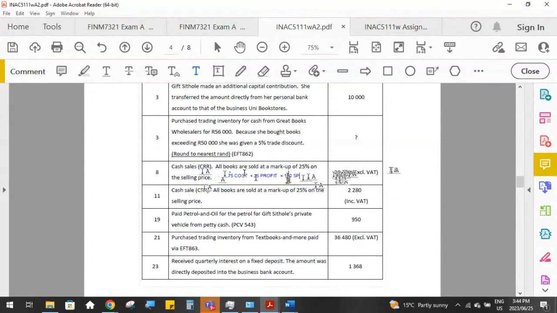And in order to work out the markup, it is then 28,200 multiplied by 25 over 100 to calculate the profit figure. And if we wanted the cost, it would be 28,200 multiplied by 75 over 100. And that will give us the cost. And it's the cost that we want in order to put under our cost of sales column. So 28,200 multiplied by 75 over 100, that will give us our cost.